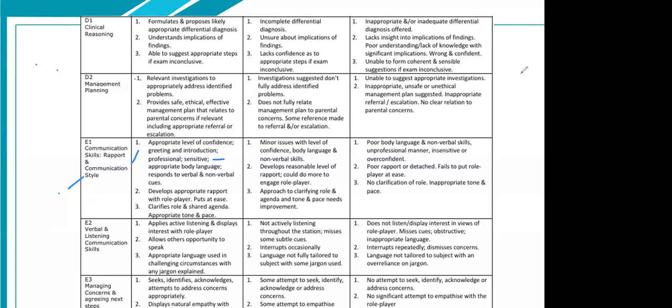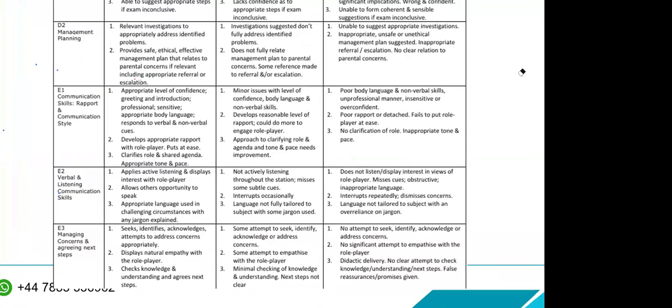What does this mean? If you're in a communication with a role player and the role player starts crying, you are not just talking, you are considering that the role player is upset, and you stop at that point and you console them with your words, with any of your actions, right? So all of these things are being marked. Then develops appropriate rapport with the role player, puts the role player at ease, clarifies role and shared agenda, appropriate tone and pace. So all of these things are dependent. Obviously, when you get guidance, when you join courses, the people who guide you are going to tell you how to do all of these things, right?